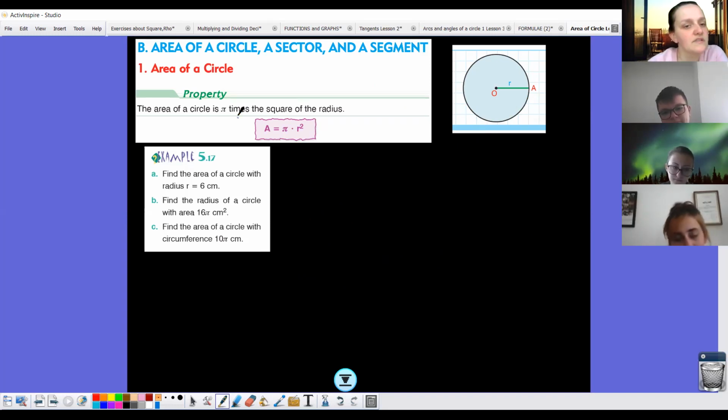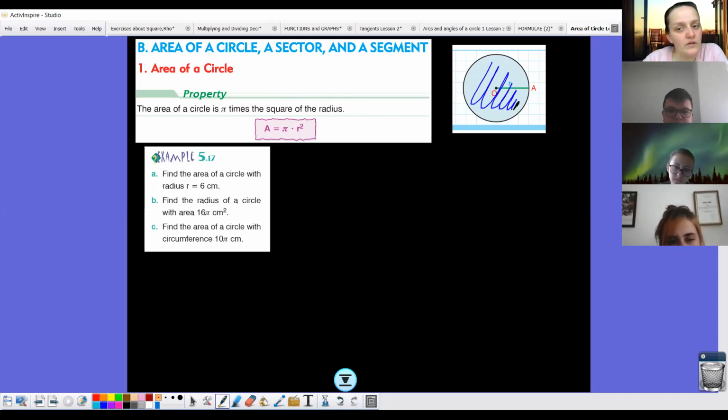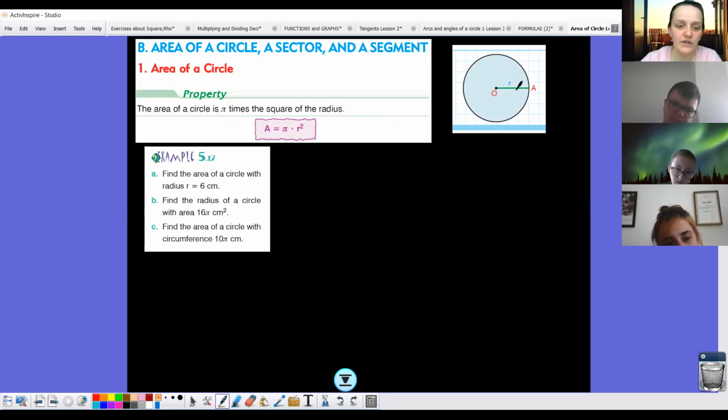The area of a circle is pi times the square of the radius. So A is equal to pi times r square. Always you will use this one for the area. This part is the area that we are talking about, the inner part of the circle, how much area it takes. So here, as you see, we have some questions.